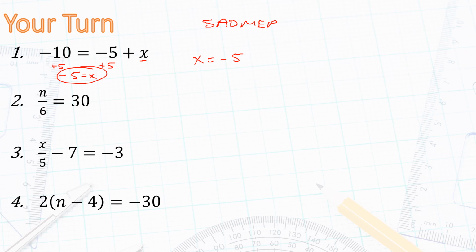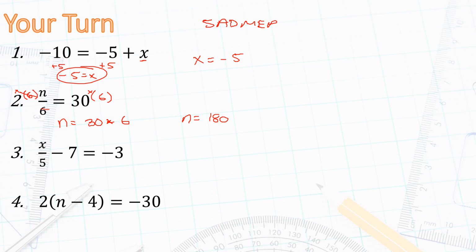N over 6 equals 30. So that means n divided by 6 is 30. The way to get rid of that is to multiply by 6 on both sides. So we're going to do times 6, times 6. So they would cancel. So n equals 30 times 6, which is 180.